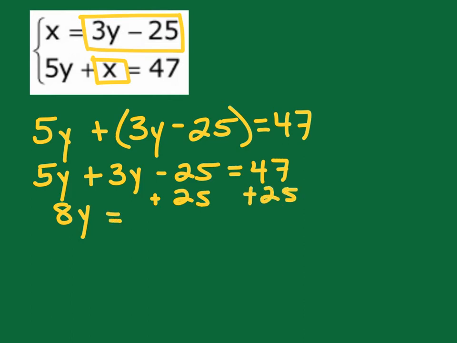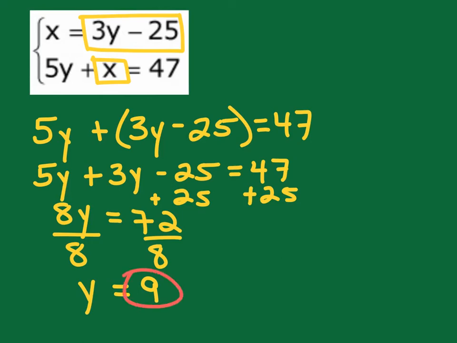So I get 8y equals 72. Divide both sides by 8, and I get y equals 9. Again, take that value and plug it into either of the equations. I'm going to pick the first one here. So x equals 3 times 9 minus 25.